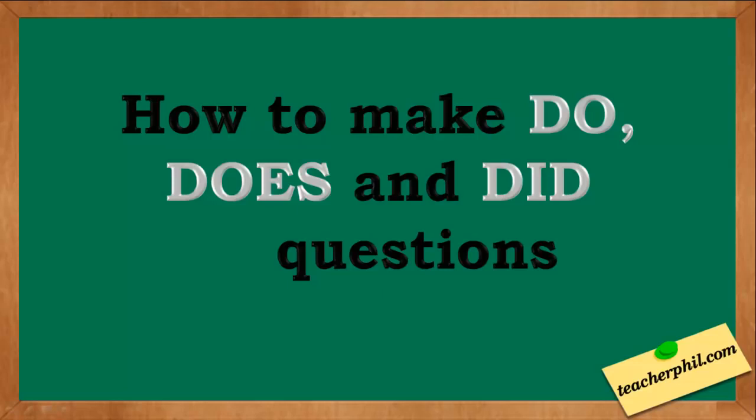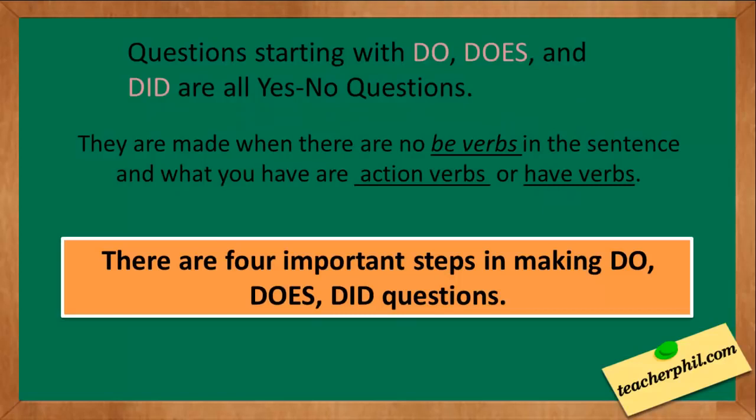How to make do, does, and did questions. Questions starting with do, does, and did are all yes-no questions. They are made when there are no be verbs in the sentence, and what you have are action verbs or have verbs. There are 4 important steps in making do, does, and did questions.